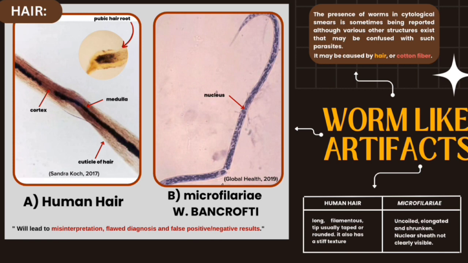Human hair, especially pubic hair, can mimic parasite microfilariae. As you can see on this slide, there are slight differences between the two. In human hair, we can see the medulla, cortex, and cuticle of the hair, while for the microfilariae, we can see a lot of nuclei in the body of the parasite. On the other hand, what makes them look similar is that both have a long, uncoiled body. This can lead to misinterpretation, flawed diagnosis, and false positive or negative results.